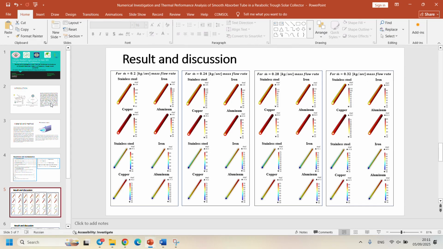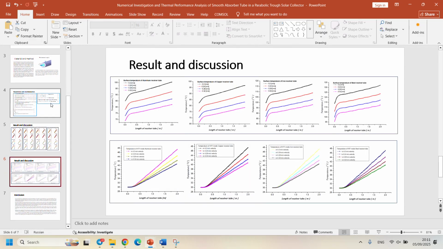You can see. And the next result, you can see the surface temperature variation and fluid temperature variation at different material. And you can see that the higher surface temperature variation in this line graphs is observed with the stainless steel one, while the minimum temperature variation is occurred with the copper receiver tube.